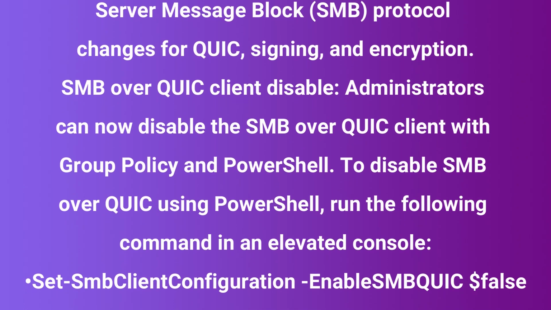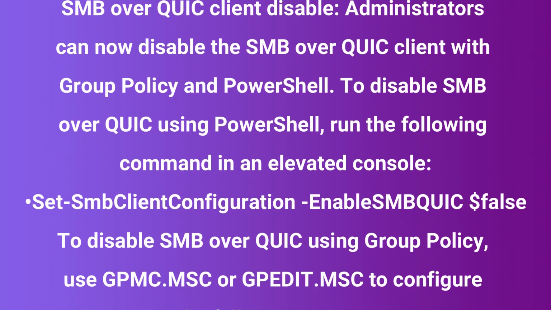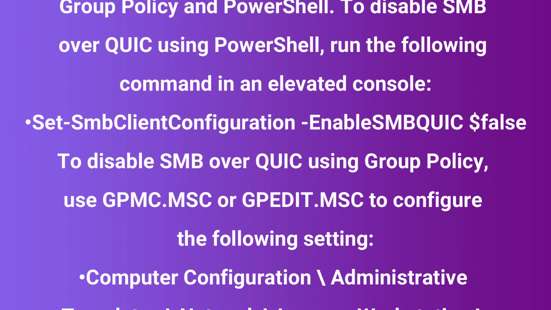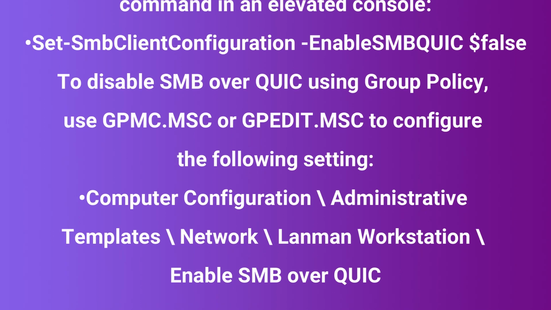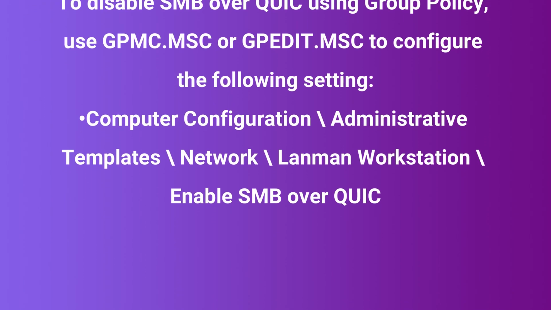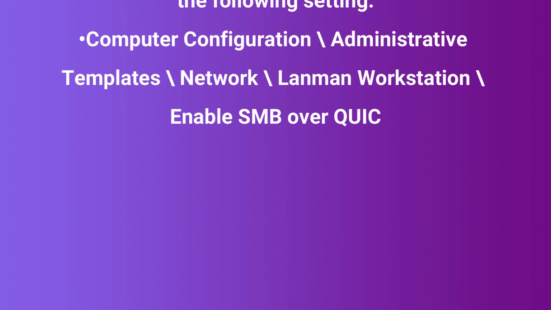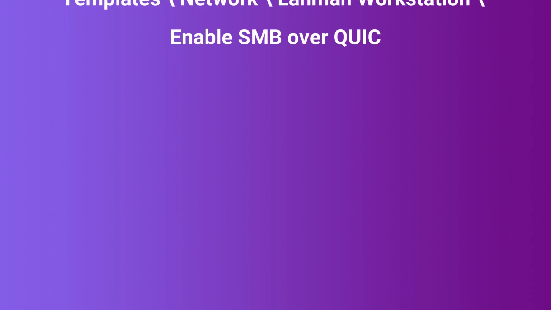To disable SMB over QUIC using PowerShell, run the following command in an elevated console: Set-SmbClientConfiguration -EnableSMBQUIC $false. To disable SMB over QUIC using Group Policy, use GPMC.msc or GPEDIT.msc to configure the following setting: Computer Configuration, Administrative Templates, Network, Lanman Workstation, Enable SMB over QUIC.